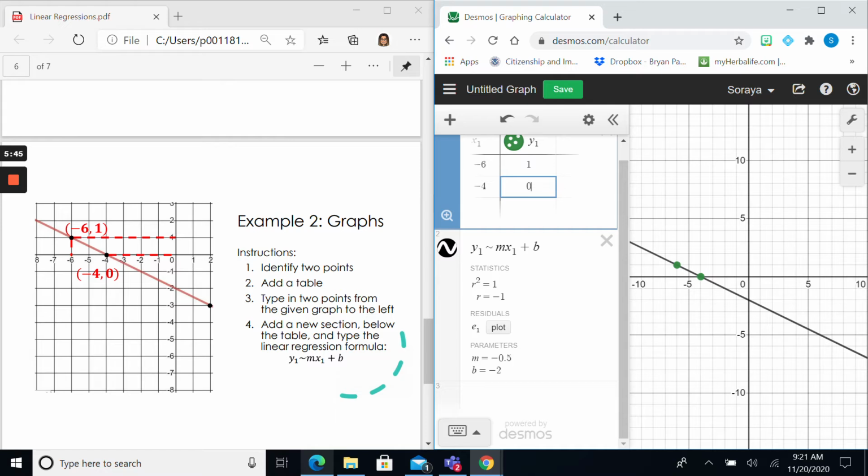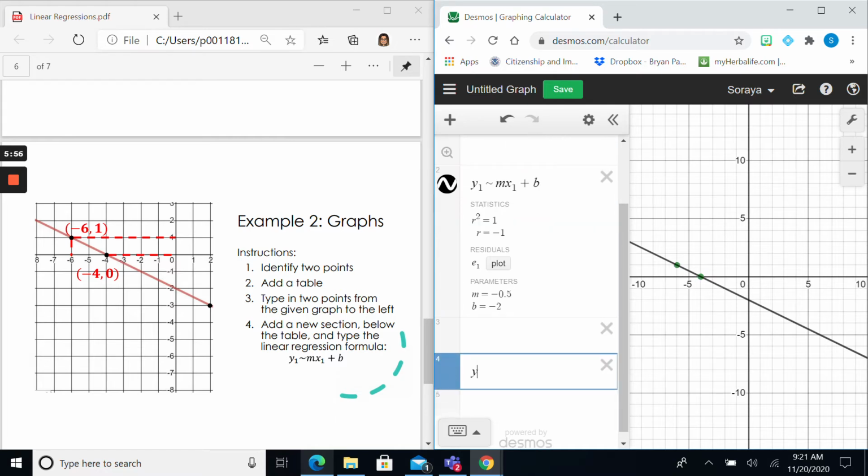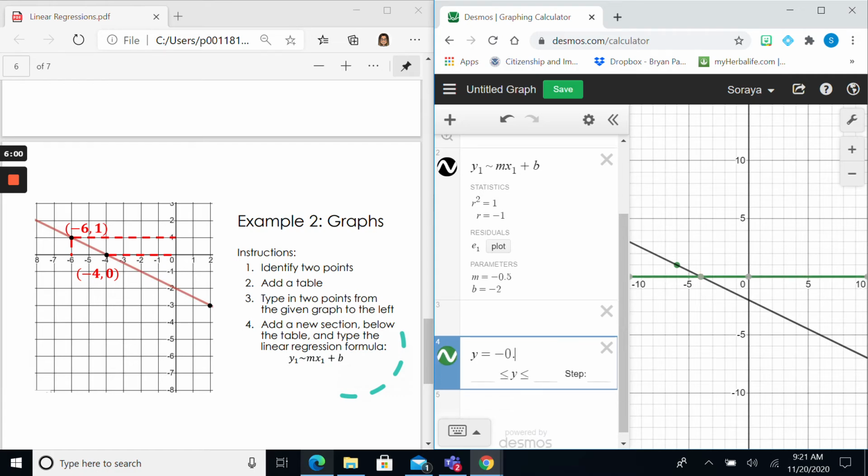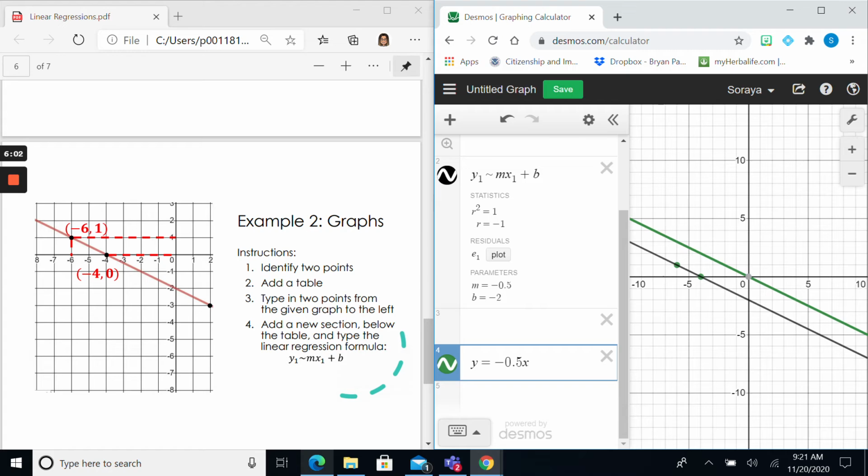So for the slope, we got negative 0.5. And for y-intercept, we got negative 2. So that means when we write our equation, we can type it as y equals negative 0.5 followed by x, and then our y-intercept of negative 2.